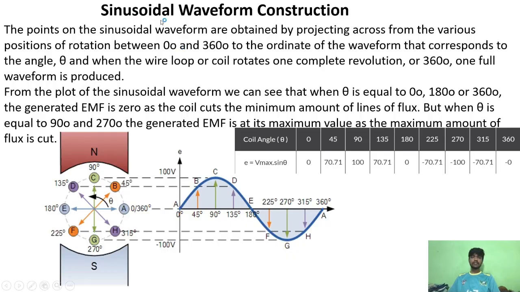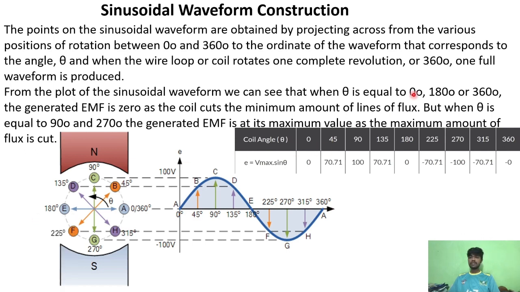Now let us see the sinusoidal waveform construction. The points on the sinusoidal waveform are obtained by projecting across from the various positions of rotation between 0 and 360 degrees to the ordinate of the waveform that corresponds to the angle theta. When the wire loop or coil rotates one complete revolution, 360 degrees, one full waveform is produced.